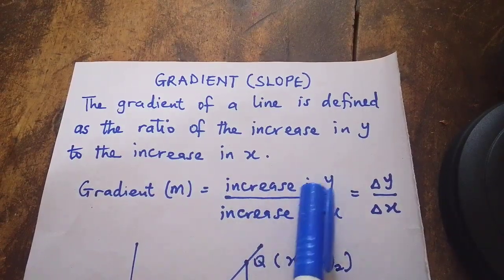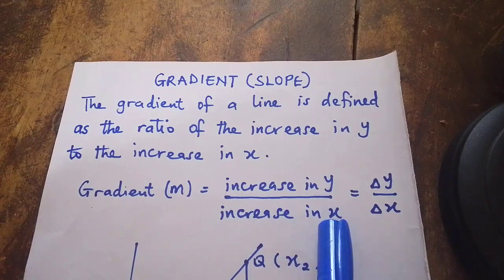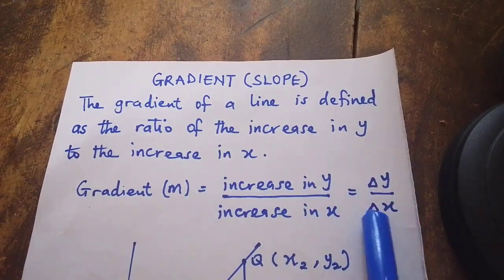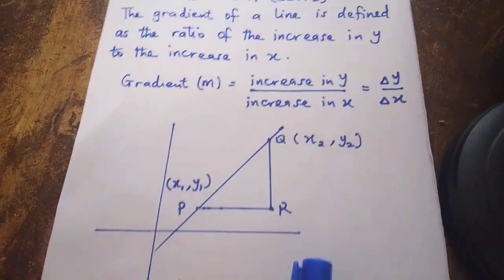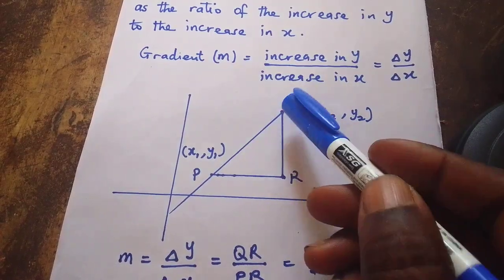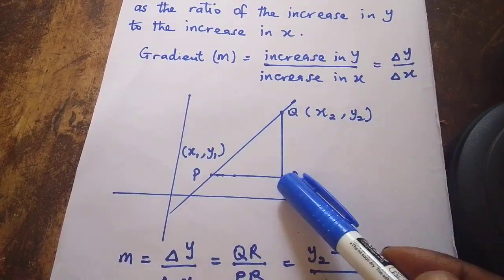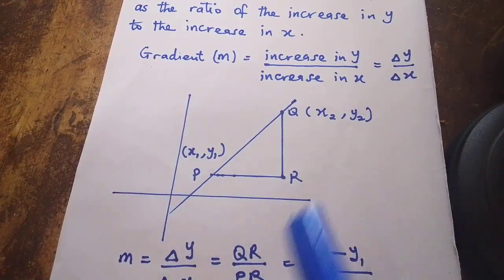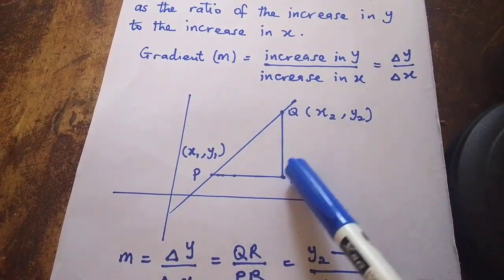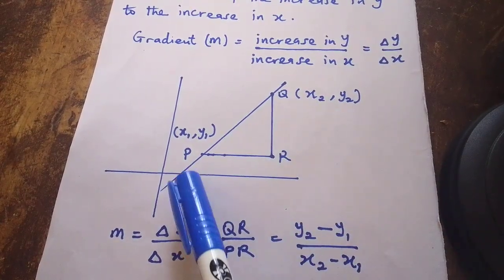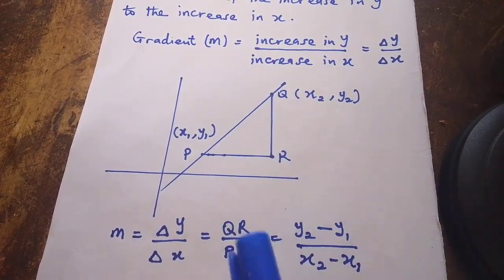So the increase in y over the increase in x. The increase in y means the change in y over the change in x. Assuming this is the line you are talking about, to look for the slope, the increase is the change from here to here over this to this. That is QR over PR. So this QR is taken to be y2 minus y1 over PR, which is x2 minus x1.